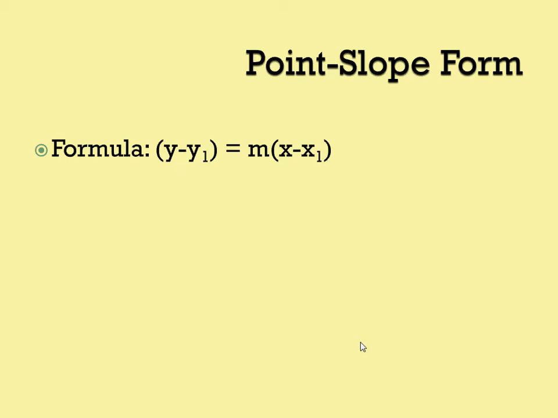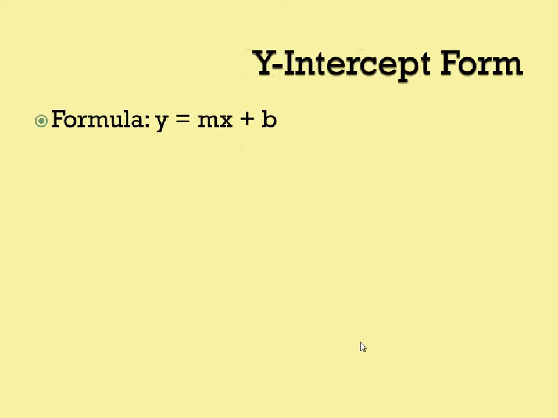Then we have the general form, and I personally do not like this equation. I never use it. I really like this one. In the field of physics and chemistry, I've used this equation quite often. So this one's the slope-intercept form. The reason why they call it the slope-intercept form is because you can see the slope and you can see the y-intercept.